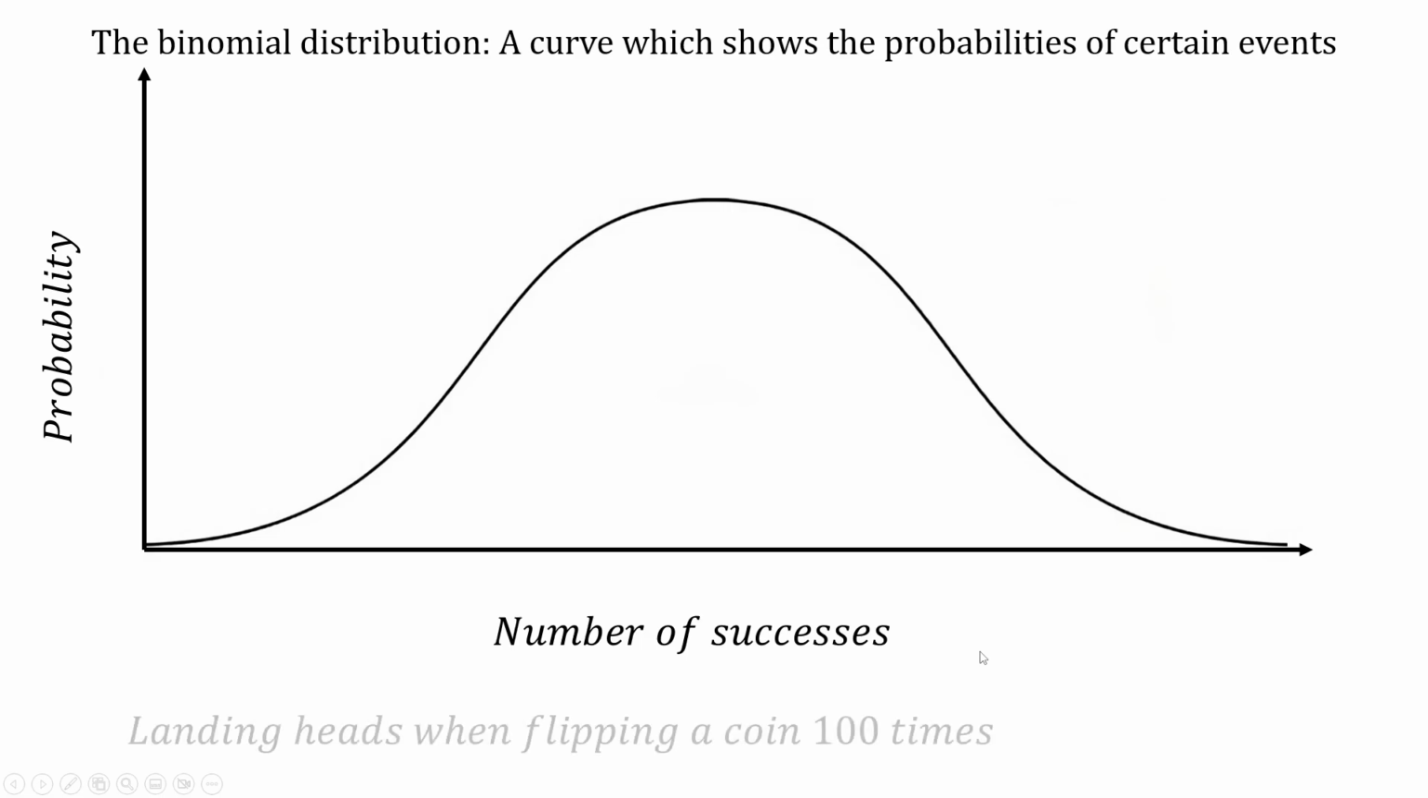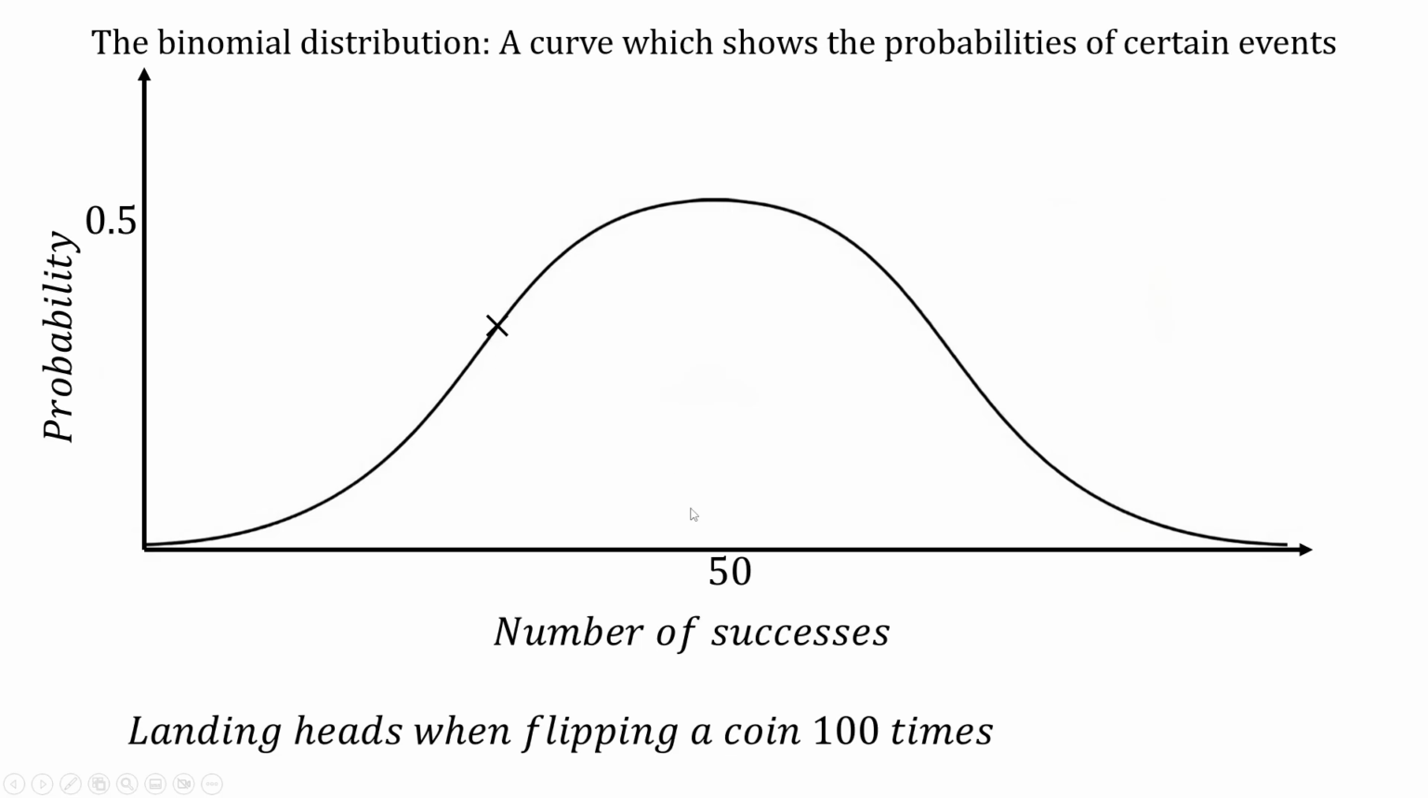For example, landing heads when flipping a coin 100 times. If there's a 50% chance of getting heads, you expect to get 50 heads altogether. So here would be 50 successes, i.e. getting a head 50 times, and you'd expect that to be the peak of the curve, because that's the highest probability. There's nothing you could get 100% of the time, unless it was a biased coin, which it's not. So 50 heads, probability 0.5.